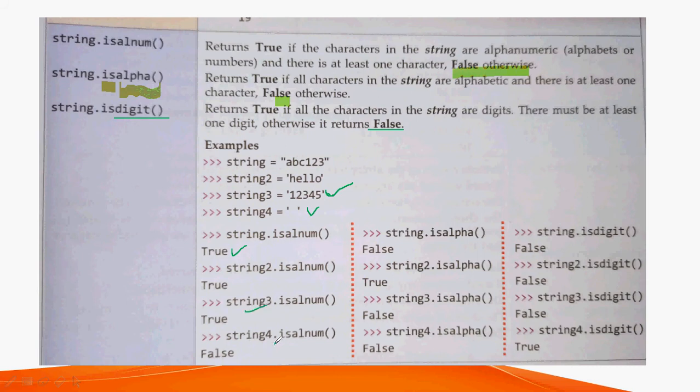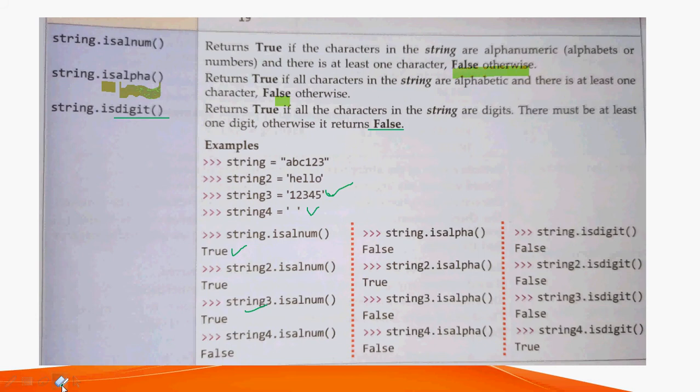Now let us see the fourth one. It is an empty string. It does not contain any alphabet or numeric. So the isalnum function for string 4 will return false. So string 4 dot isalnum will be false.